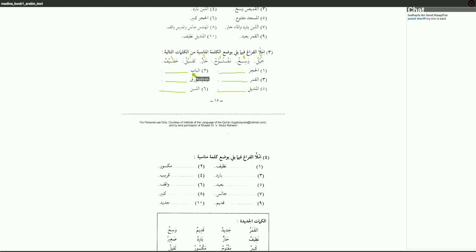أحسنت وبارك الله فيك. الباب جميل. You can have a beautiful door, but you have to only use one of these options. You cannot say al-qamar maftuh, the moon is open, or you may have to choose open for somewhere else. Barakallahu feek. Al-qamar jameelun. Jayyid.